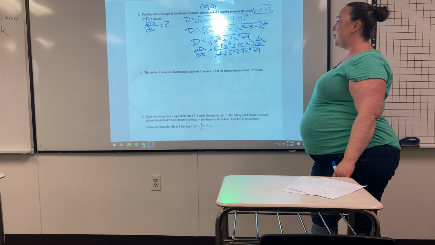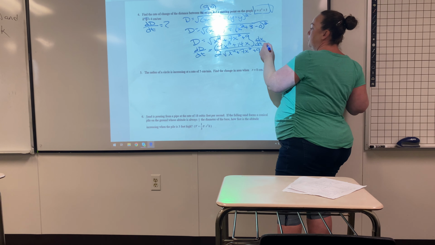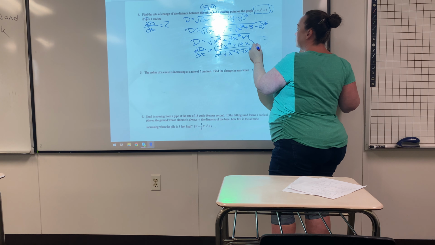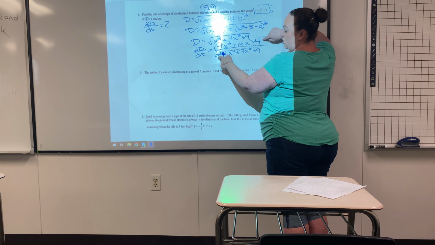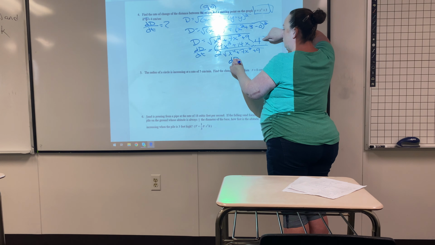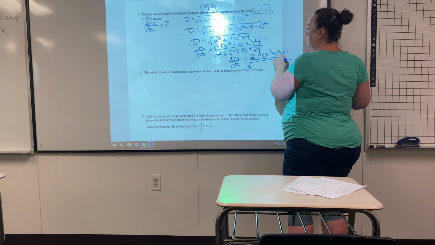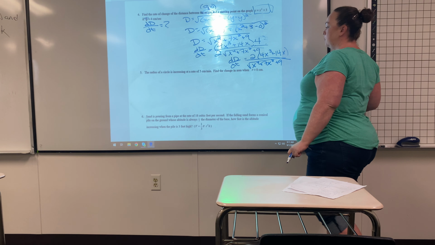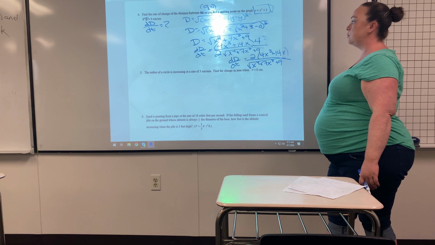So then they're telling you that dx/dt is 4 centimeters per second. So this is going to be 4. So then this is really 2. You can distribute if you want, but you really don't have to. And then there is your working formula for the rate of change for distance.